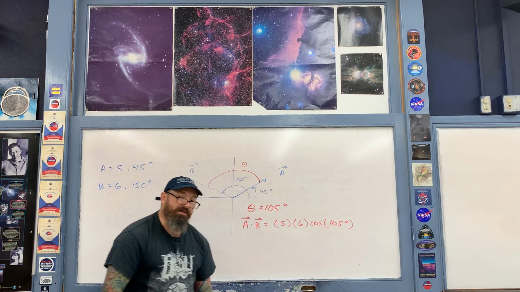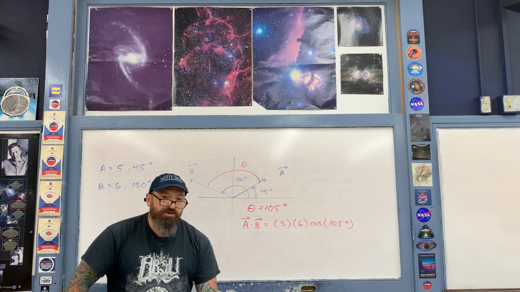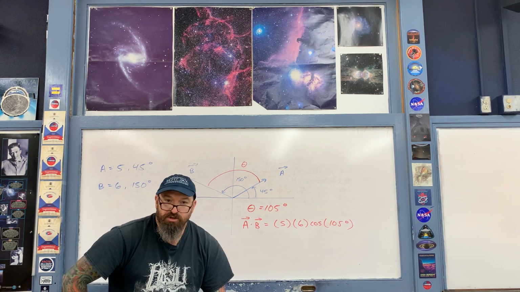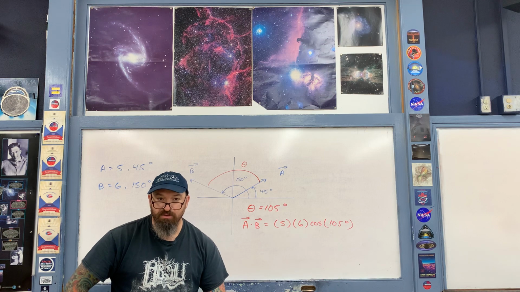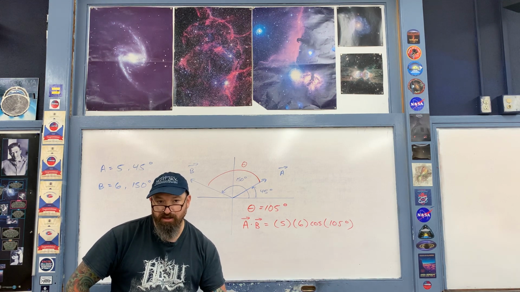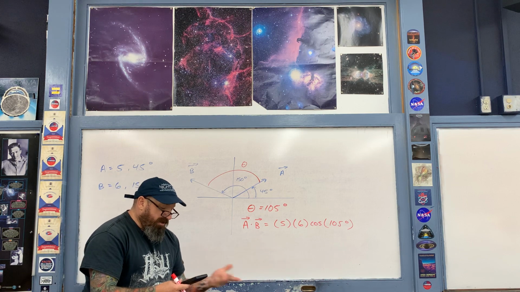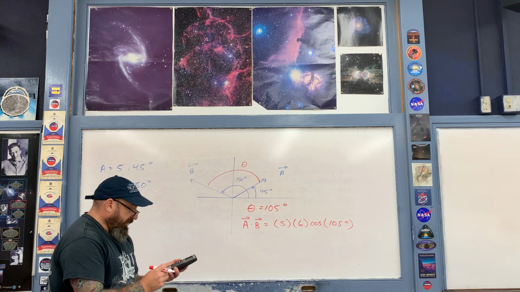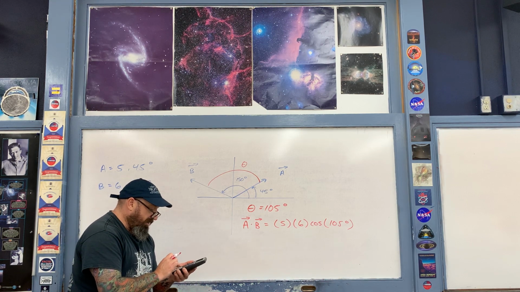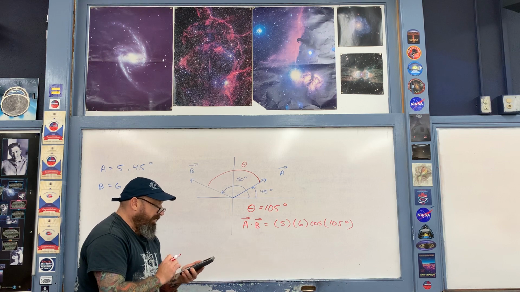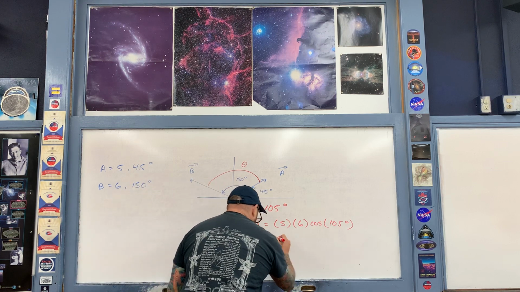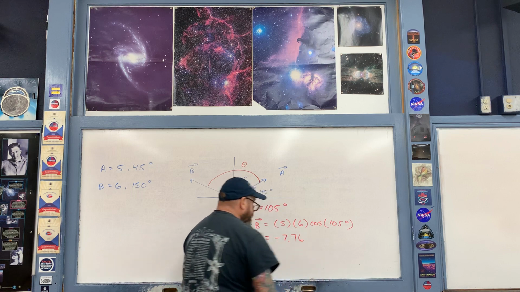Okay, notice that the cosine of 105 is a negative number, so just like ordinary multiplication of integers that you've been working with since primary school, it's perfectly fine for the product to be positive or negative. In this case, it's negative. Okay, now I'm in degree mode on my calculator when I calculate this out. So 5 times 6 is 30, and then times cosine of 105. And this comes out to be about negative 7.76, like so.